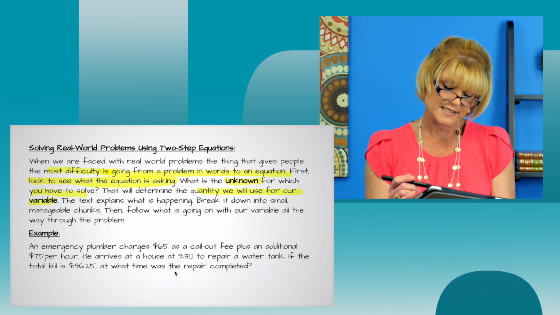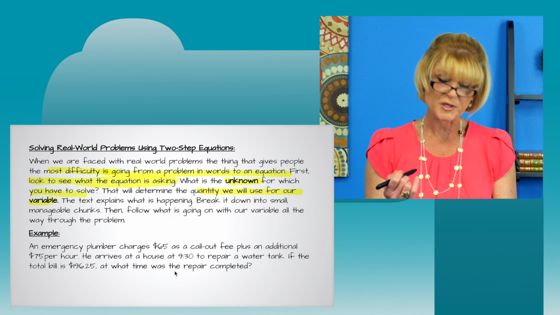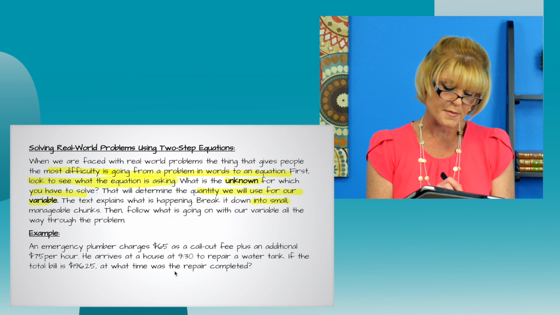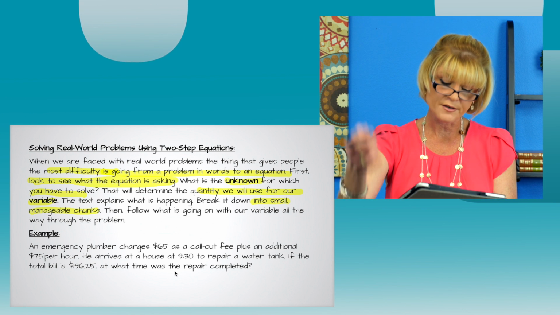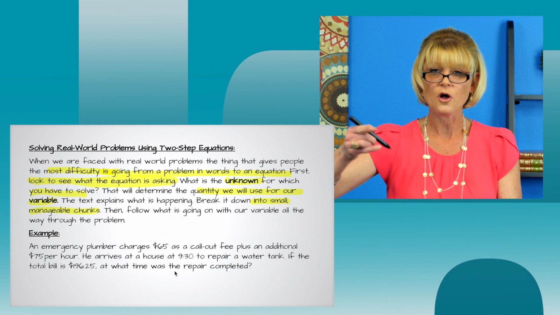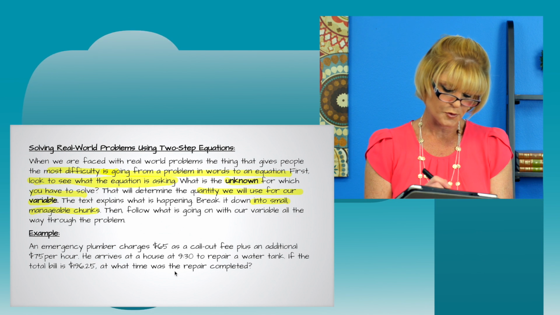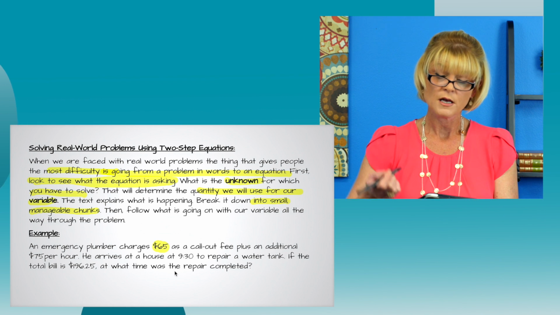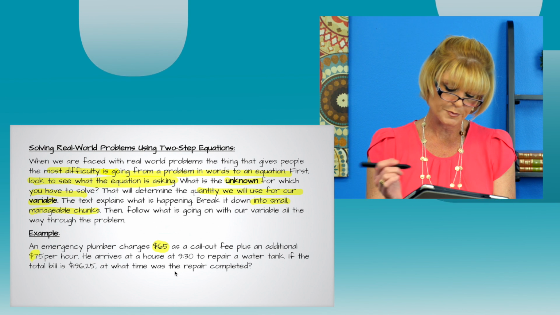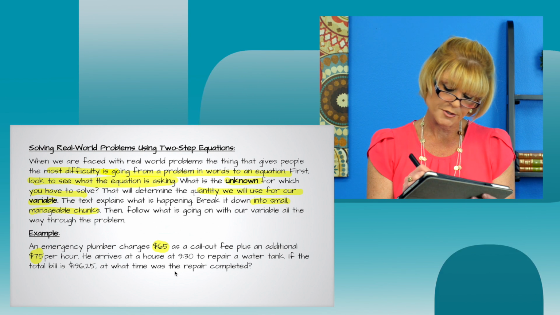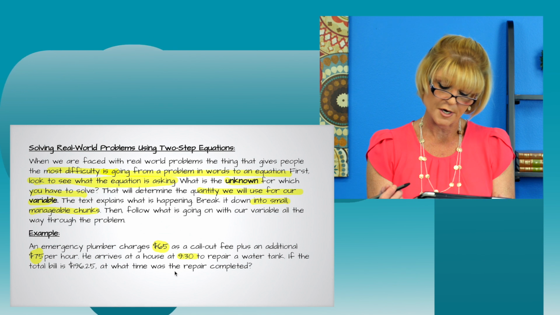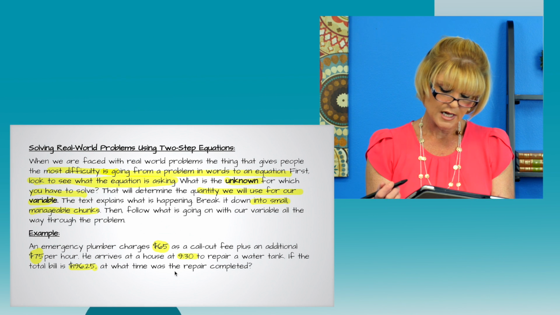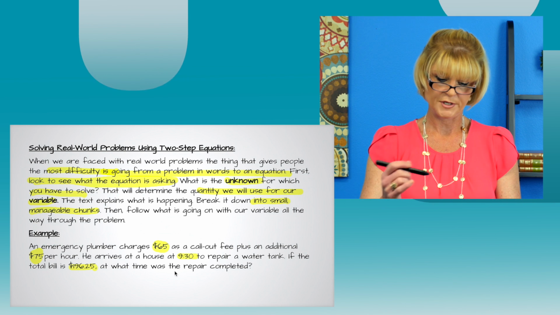So the text, or the question itself, explains what's happening. You need to break it down into small, manageable chunks, then follow what's going on with our variable all the way through the problem. Here's an example. An emergency plumber charges $65 as a call-out fee plus an additional $75 per hour. He arrives at a house at 9:30 to repair a water tank. If the total bill is $196.25, at what time was the repair completed?